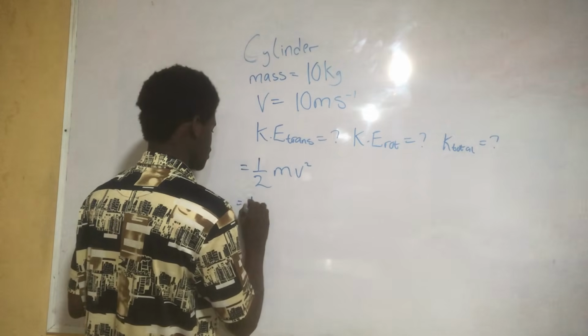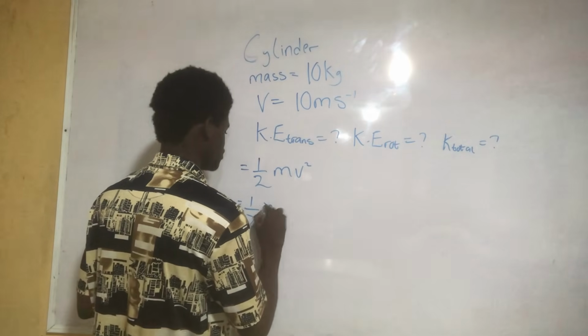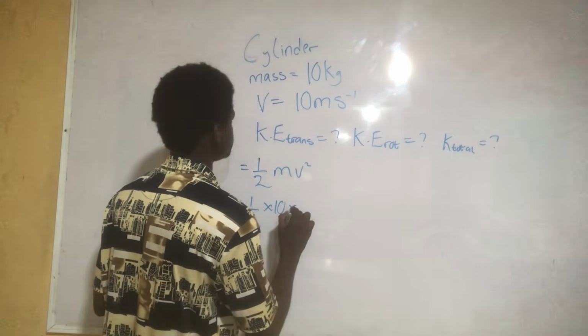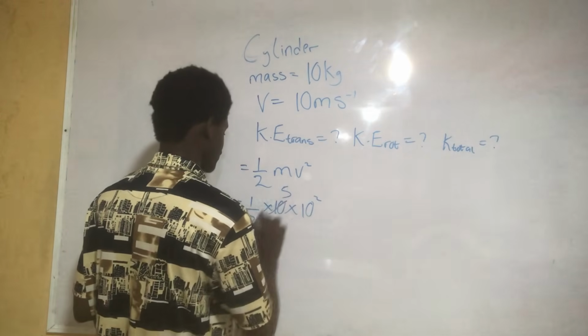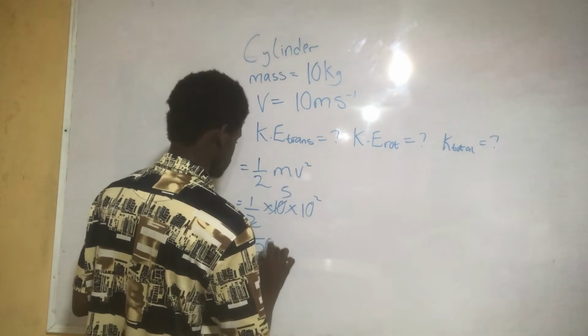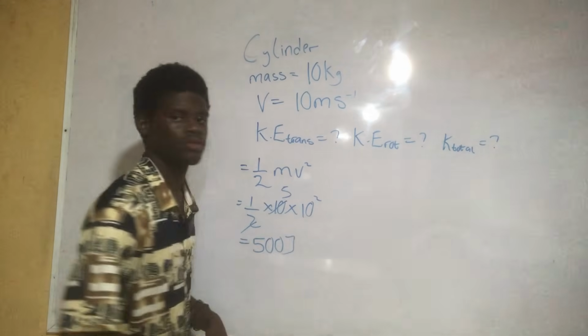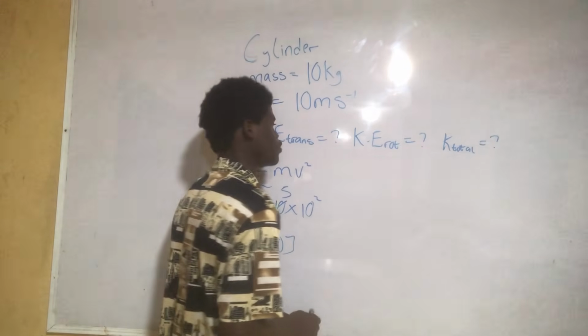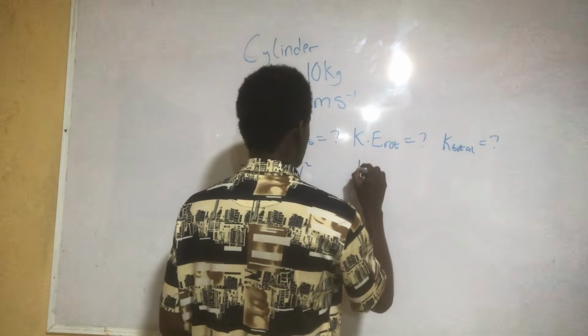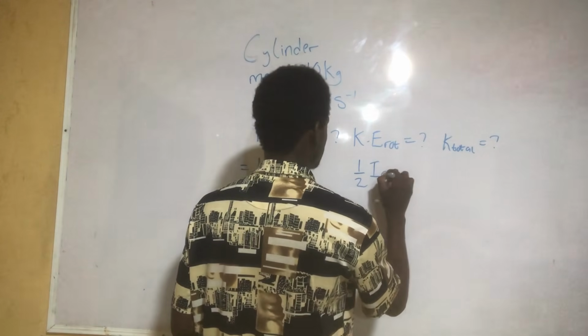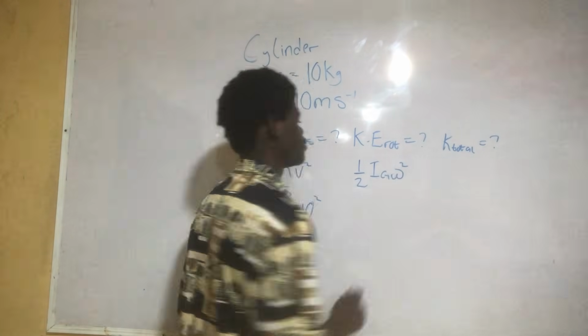So that will be half times the mass they gave us, which is 10, times velocity, 10 squared. Here I'll just give 5, and that'll be 500. What's our unit? 500 joules, because it's energy. So kinetic energy for rotational will be half I w squared, right?